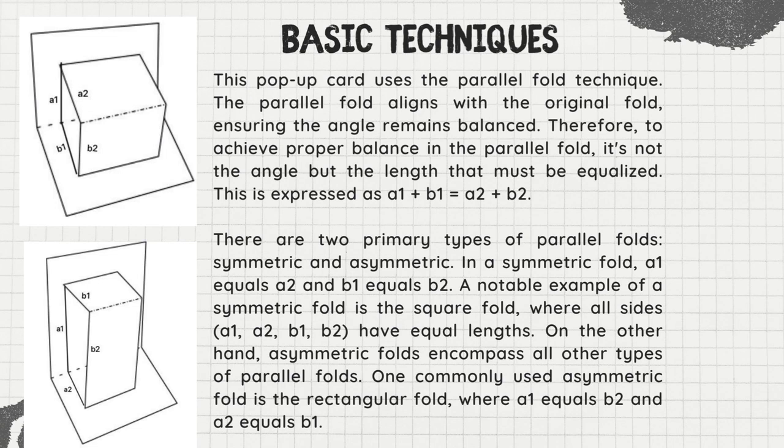One commonly used asymmetric fold is the rectangular fold, where A1 equals B2 and A2 equals B1. The picture on the side shows two main types of parallel folds, symmetric and asymmetric.